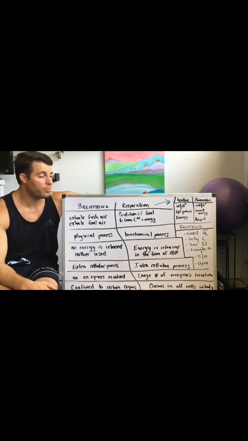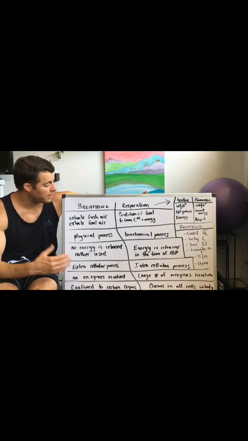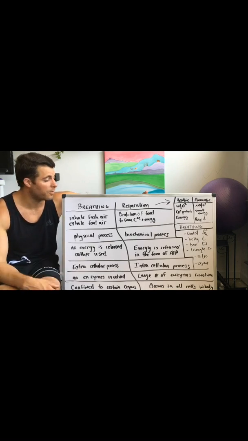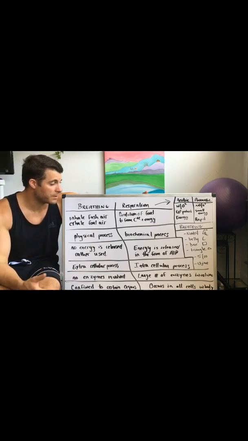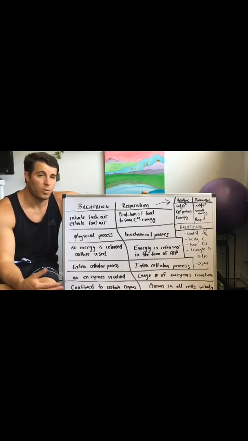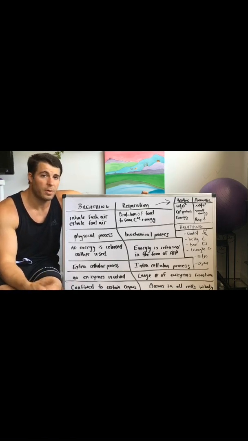So the difference between breathing and respiration is that breathing is the process of inhaling fresh air and exhaling carbon dioxide or foul air, and respiration is the process of the oxidation of food to form carbon dioxide and energy, and those are known as aerobic and anaerobic energy systems. So with or without oxygen. So aerobic with oxygen, anaerobic without oxygen.